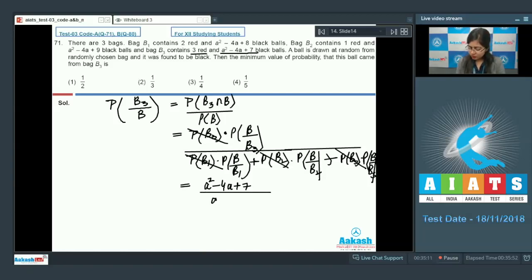total balls, which will be equal to A square minus 4A plus 3 plus 7, which will be equal to A square minus 4A plus 10. Now we get probability of B upon B1. B1 has A square minus 4A plus 8 black balls. So this will be equal to A square minus 4A plus 8 upon total balls, how many are there? 2 plus A square minus 4A plus 8, which is again A square minus 4A plus 10.